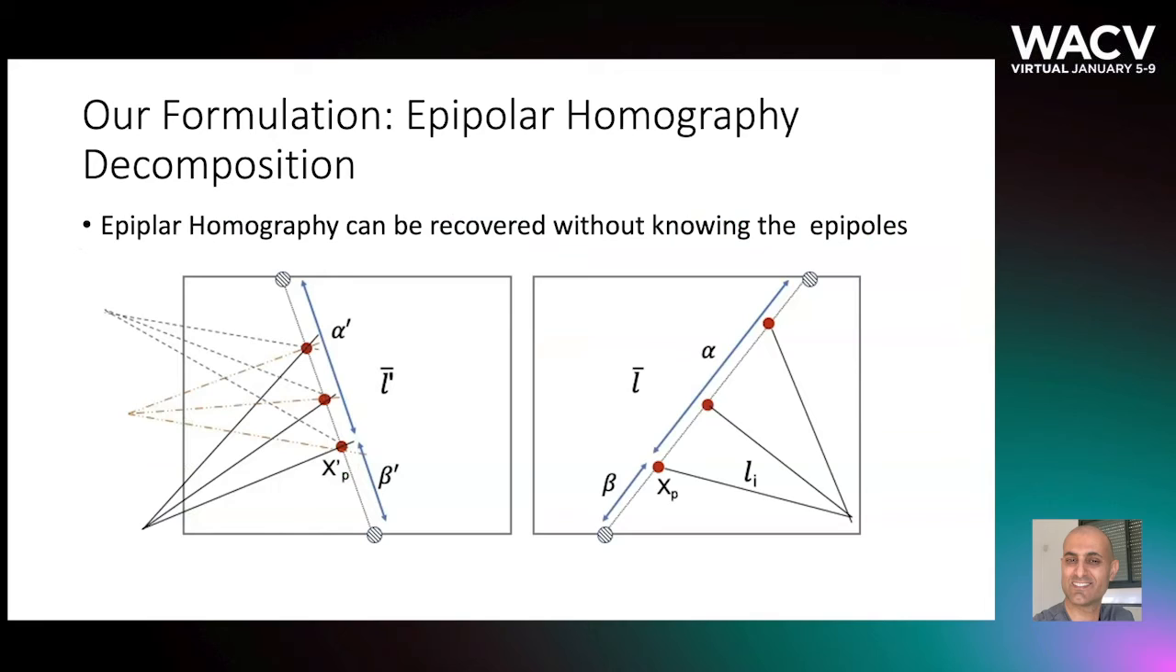Our approach for RANSAC-based computation of the fundamental matrix is based on epipolar homography decomposition. Existing methods for the computation of the epipolar homography require the knowledge of at least 3 corresponding epipolar lines and, as a consequence, are rarely used in practice. We show how to compute the epipolar homography without a priori knowledge of epipolar lines.